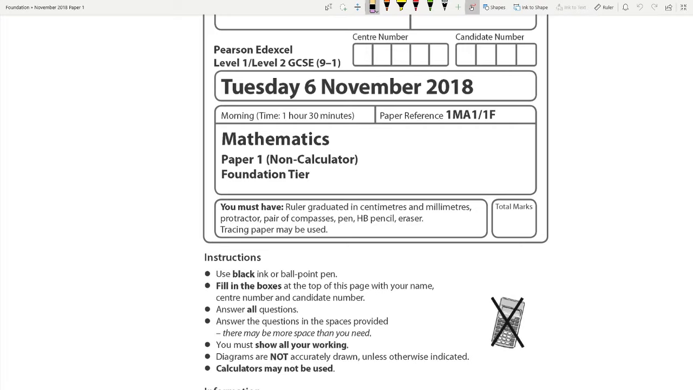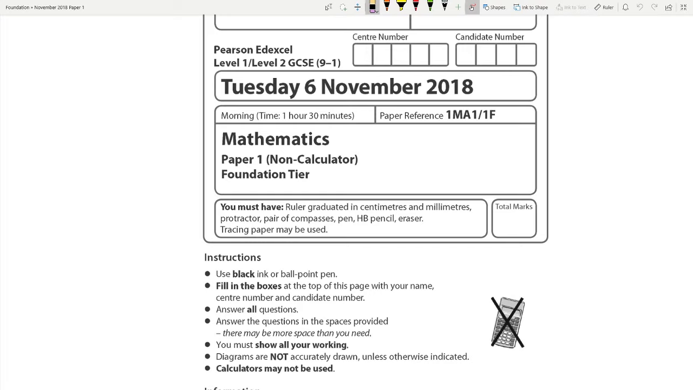Okay, so welcome to this first session where we'll be going through the November 2018 Foundation Paper 1. I want to make this as interactive as possible. If you have any questions at any time when I'm going through the paper, after I do a question, if there's something you still don't understand, please just type in, and I'll be able to see that.